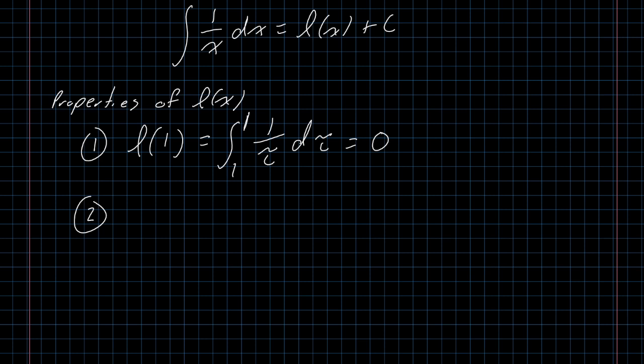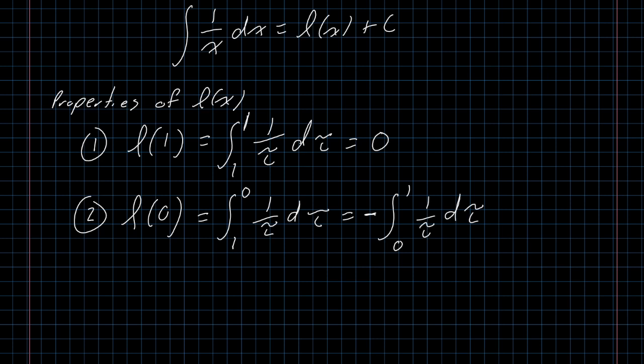Second property. Well, what happens at 0? This is probably the strangest of all of these. Well, it'll be the integral from 1 to 0 of 1 over tau d tau. And that's kind of weird, starting at the larger number and going to the smaller number. So remember the property of integrals that says you can switch the limits of integration by putting a negative sign in front. So this is the same thing as the negative of the integral from 0 to 1 of 1 over tau d tau.